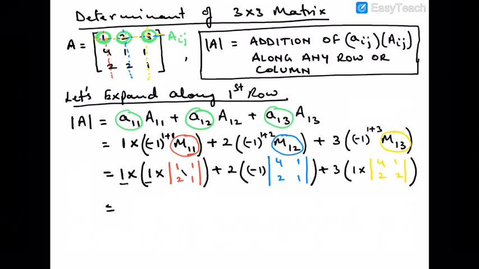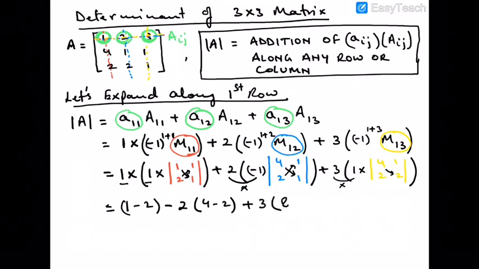1 times 1 is 1, so just cross multiply, we will get 1 minus 2, and this will give us minus 2. Then 4 times 1 and minus 2 times 1. Similarly, this will give us 3 times 4 times 2 is 8 minus 2. Therefore, minus 1 minus 4 plus 18, that is 13. Therefore, the determinant of A is 13.